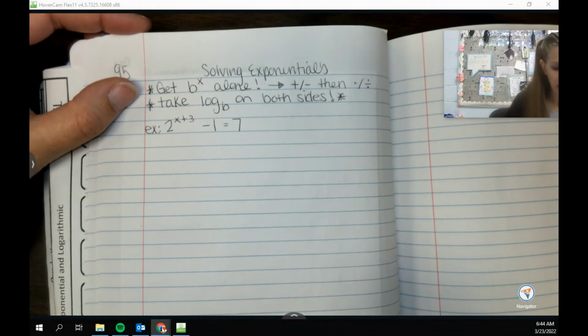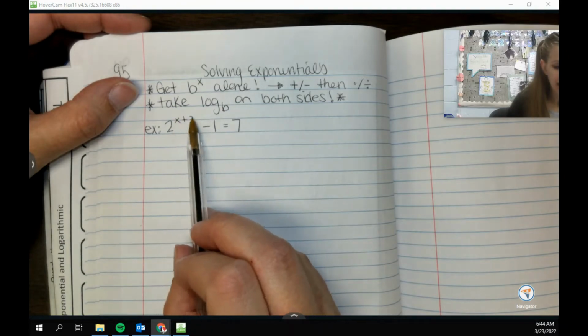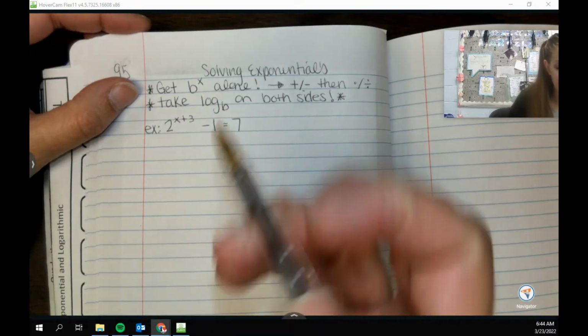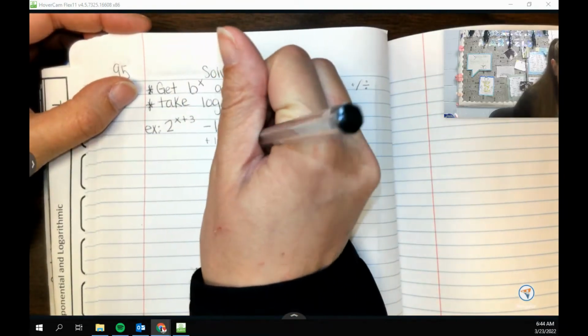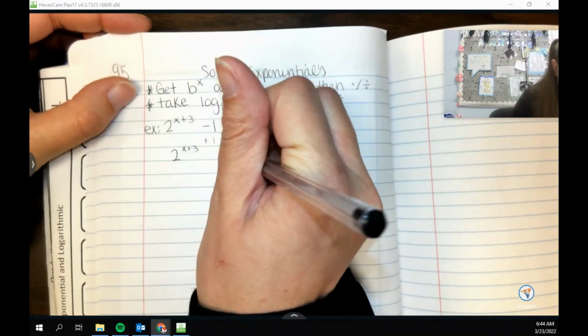So here is my base to the x power. We need to get that alone. So I'm going to add the 1, and so I'll have 2 to the x plus 3 equals 8.